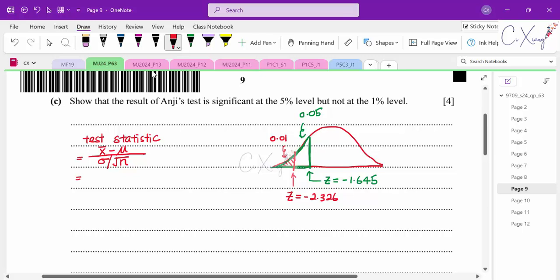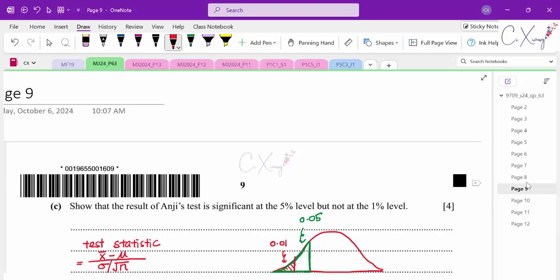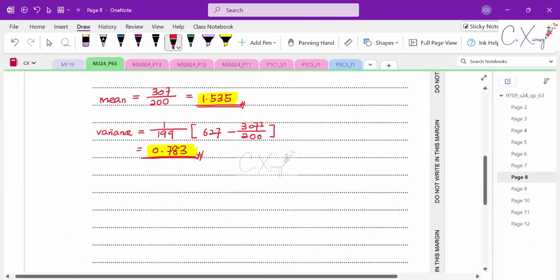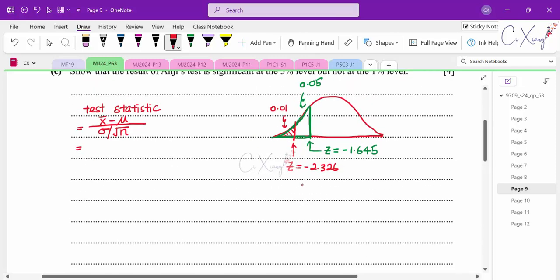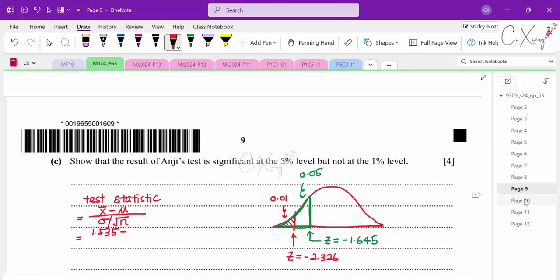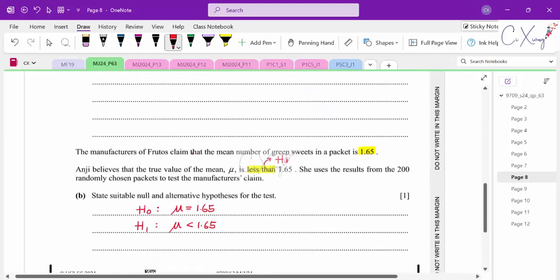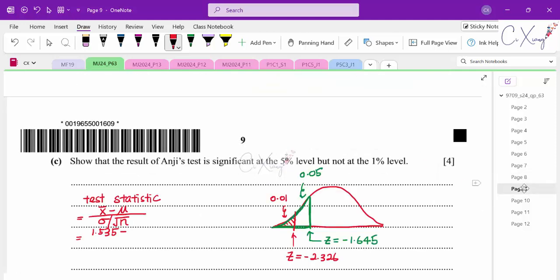Our sample mean just now, you can get it from the previous part, is 1.535. Okay, so I can use 1.535 minus the population mean that they want us to test, which is this one, 1.65.